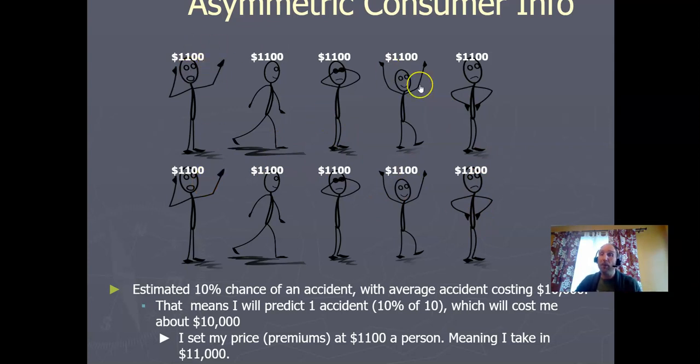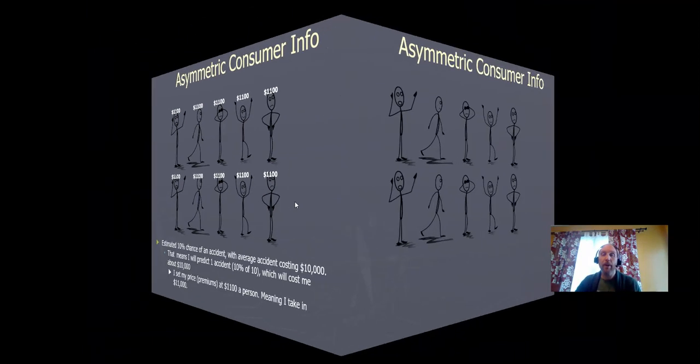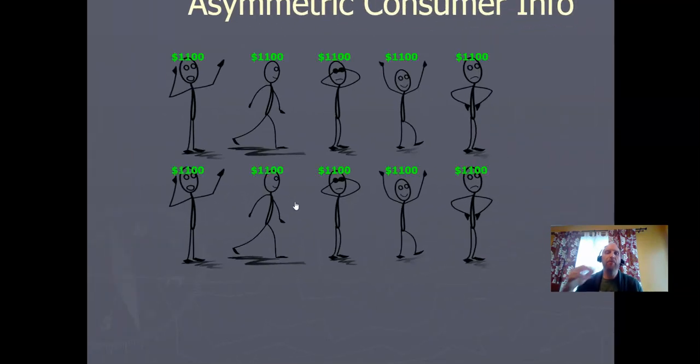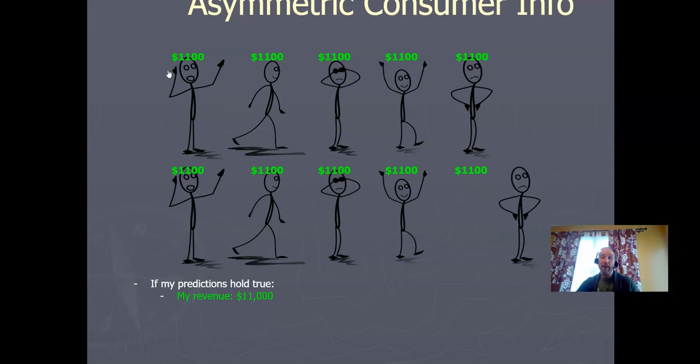So each one of these people is giving me money. In exchange, I agree to pay for any damages that occur if they get into an accident. So let's see what happens. Again, we have $1,100 per person. So if my prediction is accurate, I am getting a revenue of $11,000, meaning each one of these students is paying me $1,100. So that's 1,100 times 10, $11,000.